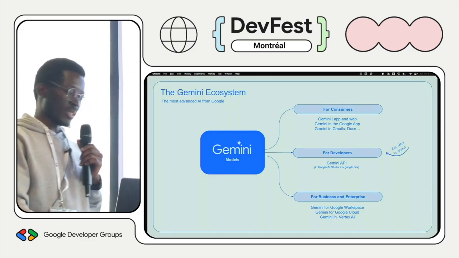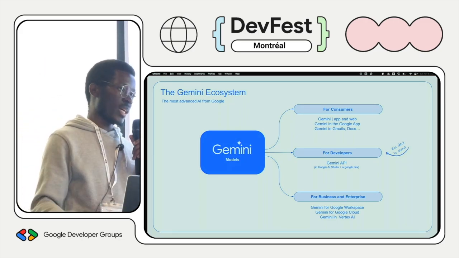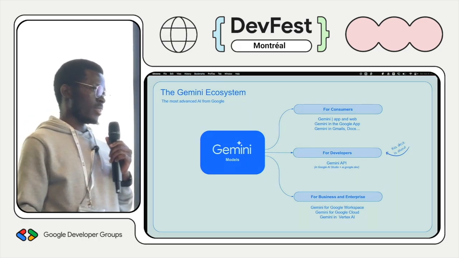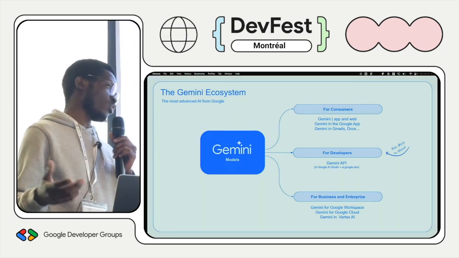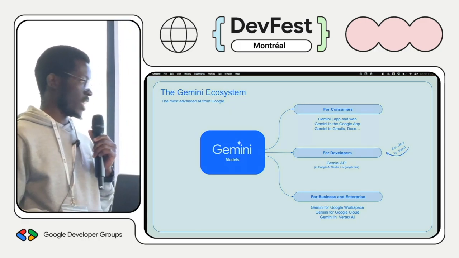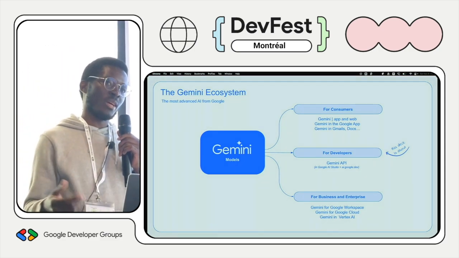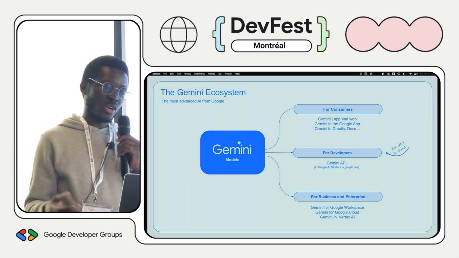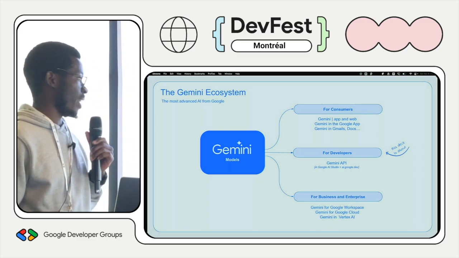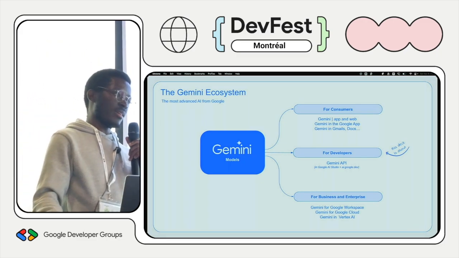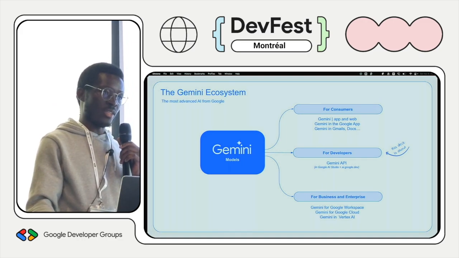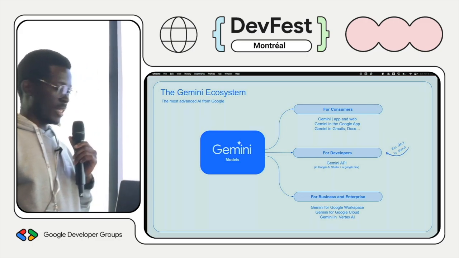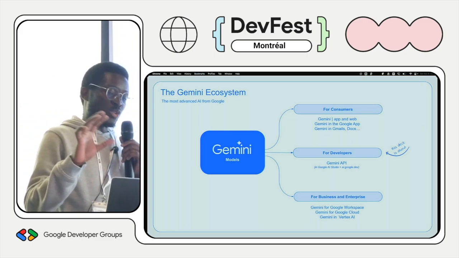The Gemini ecosystem is divided into three categories. There is Gemini for consumer, which is something that we are already used to. For example, right now when you are using Gmail or any kind of Google application, there is a lot of AI out there. You can use Gmail to summarize what has been sent to you by email, or you can use Google Docs to proofread the document that you are writing. That's the consumer part.